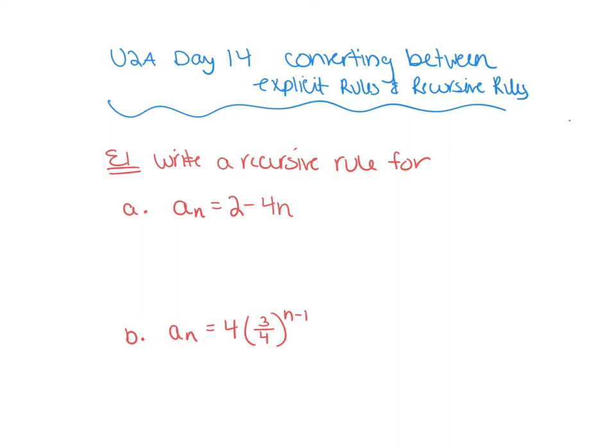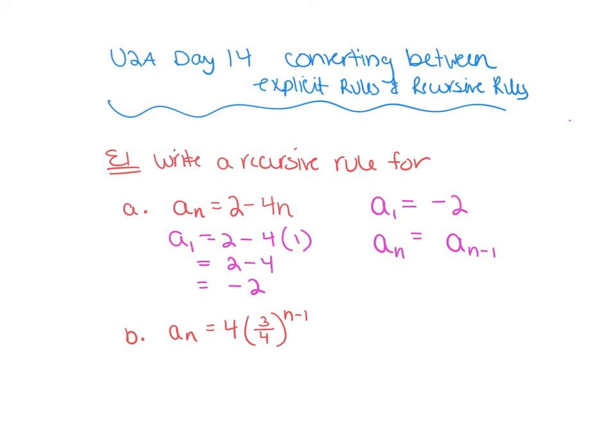So remember, for recursive rules, you need two things. You need to know your first term, and you need to have your nth term written in terms of the previous term. And remember, a sub n minus 1 is your previous term. So in order to write your recursive rule, you need to know your first term, so we can find that using our explicit rule. And a sub 1 is -2.